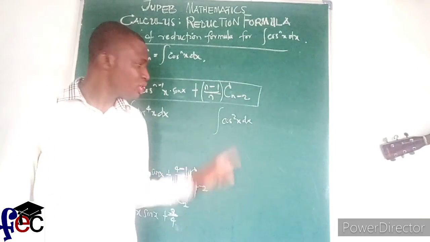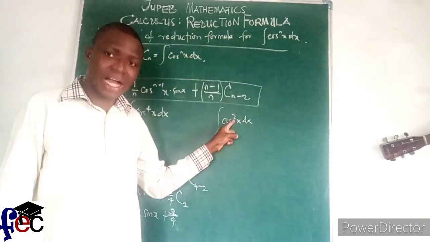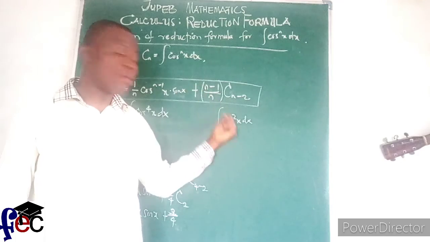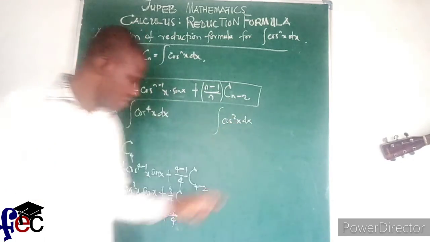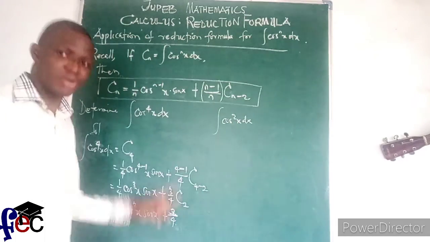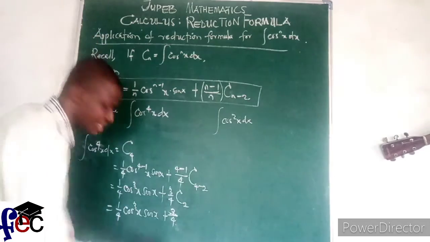Do you get it? So as it is like this, I will apply the reduction formula again to this C sub 2. I will follow the formula again. I will now introduce a bracket.